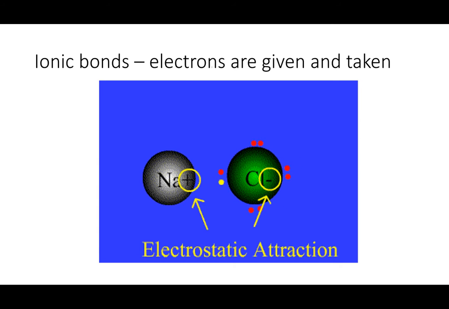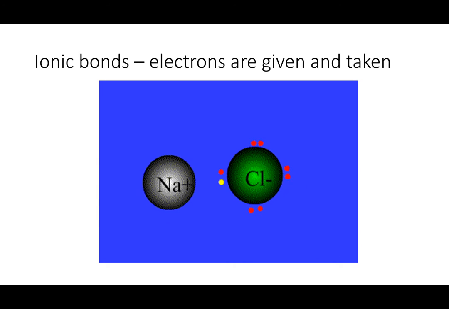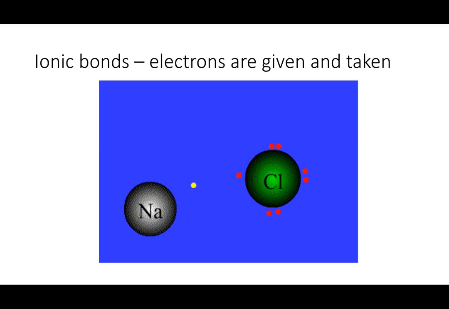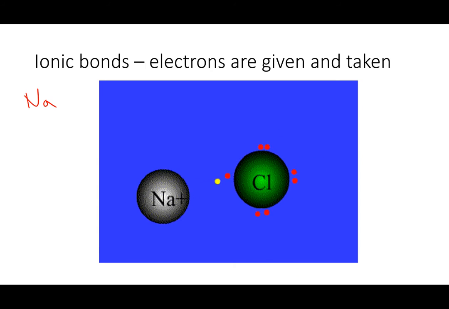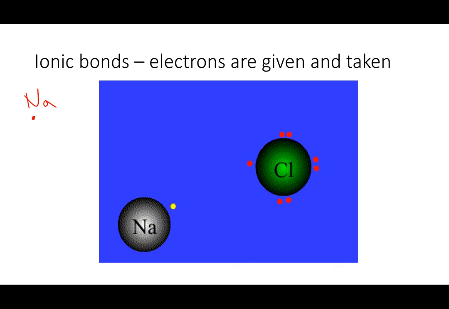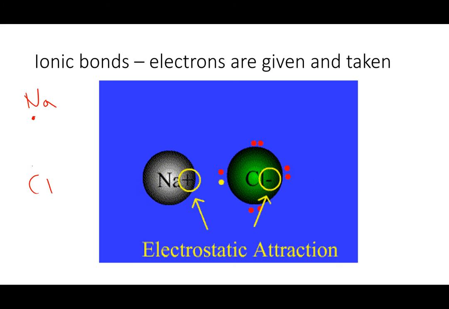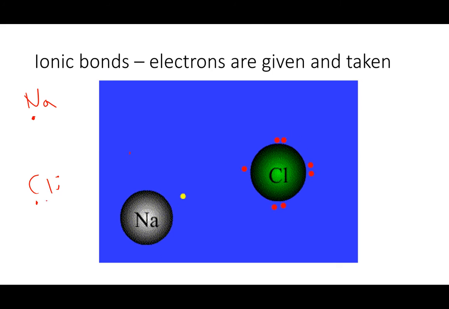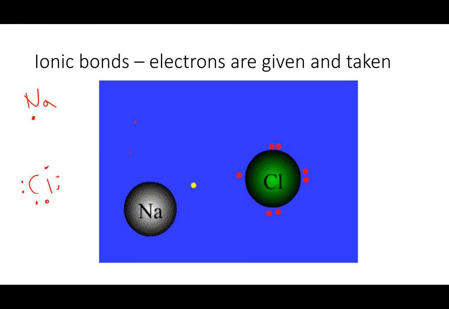Ionic bonds are when electrons are given and taken. Here we have an example between sodium and chlorine. Let me go ahead and draw the Lewis structure of sodium. How many valence electrons does sodium have? It has one electron. How many valence electrons does chlorine have? It has seven valence electrons. If you notice here, chlorine just needs one electron to form a full outer shell of 8.